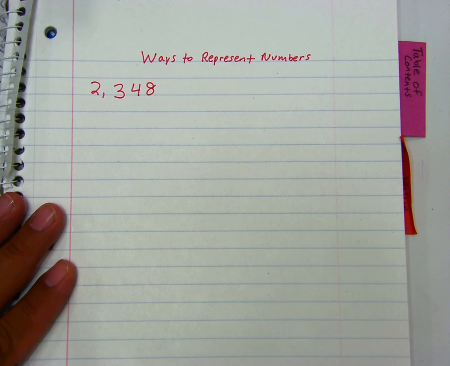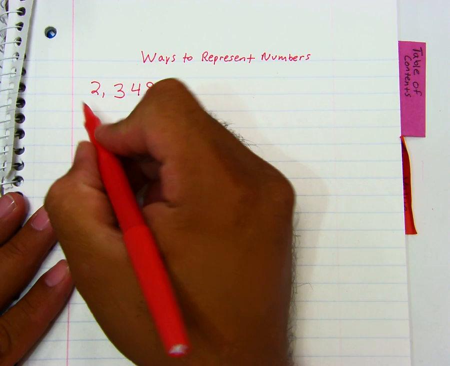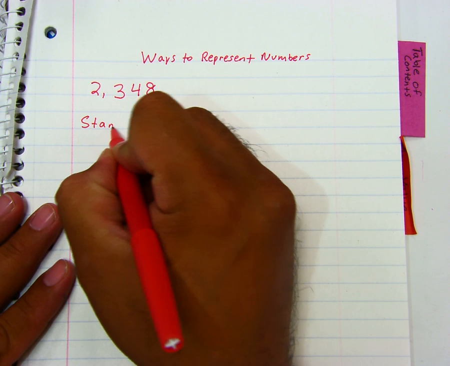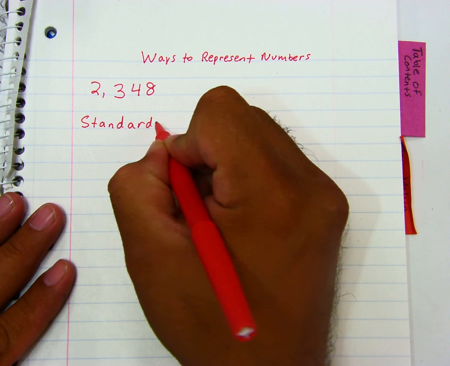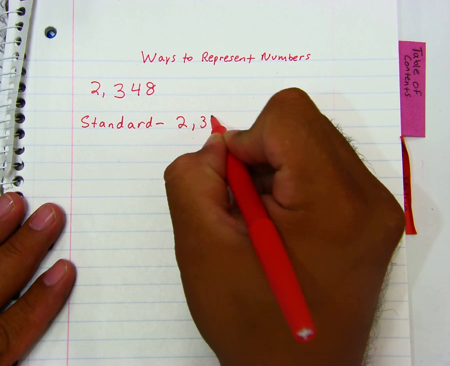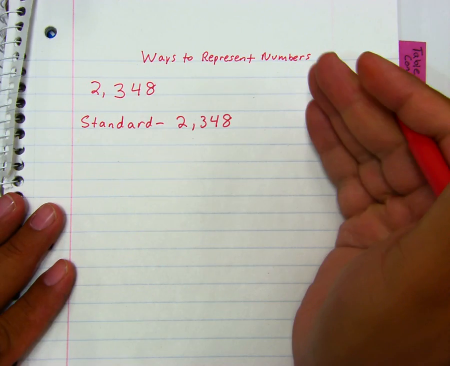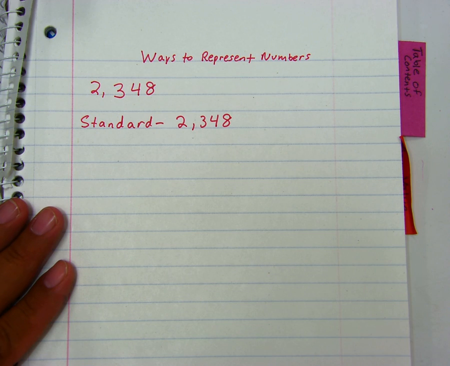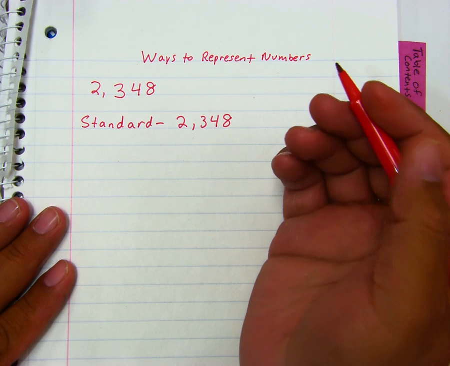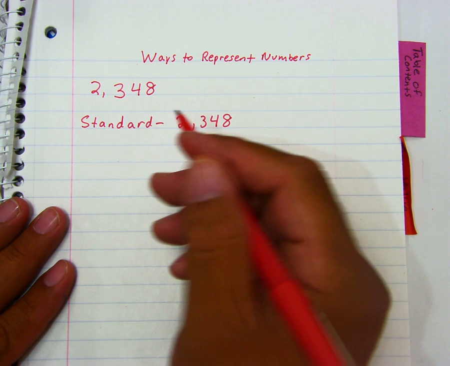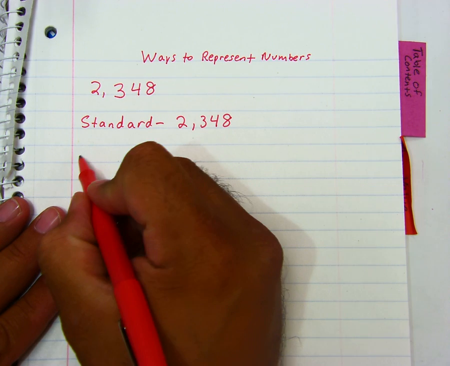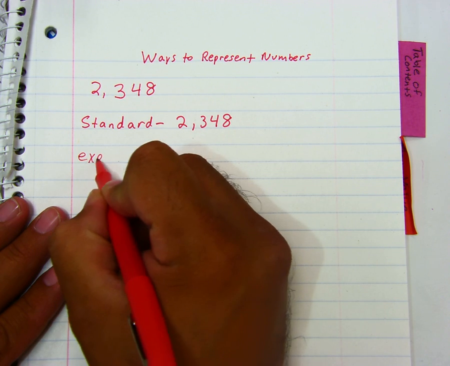2,348. Now when we take this number, we can write it of course in the standard way, which is what it is right now. So let me go ahead and write that down. Standard: 2,348. The standard form is just a regular form of writing the number using the regular digits and the value that it has. Another way of representing 2,348 is to write it in expanded form.